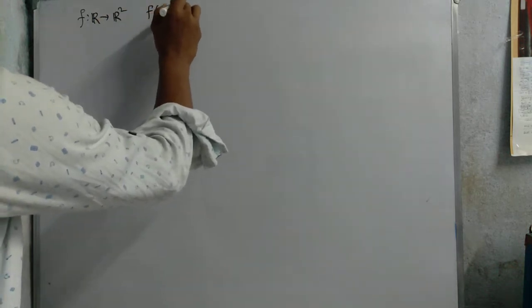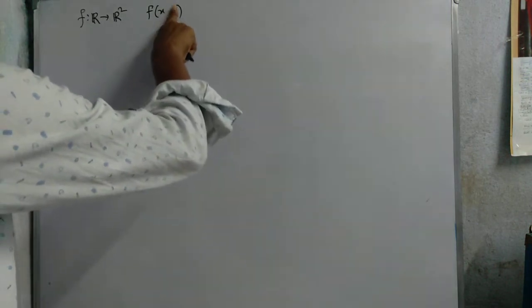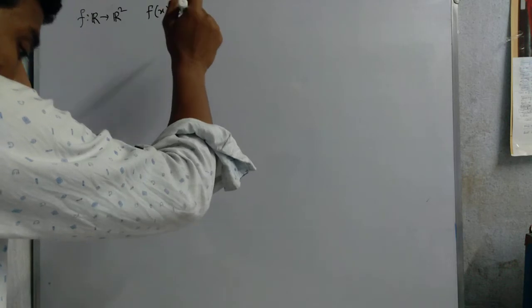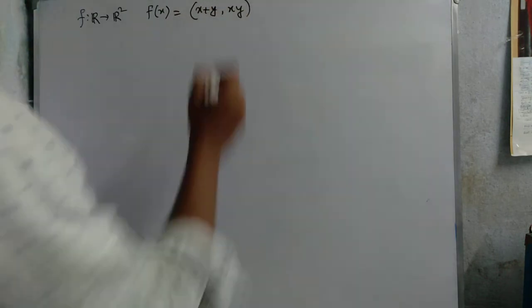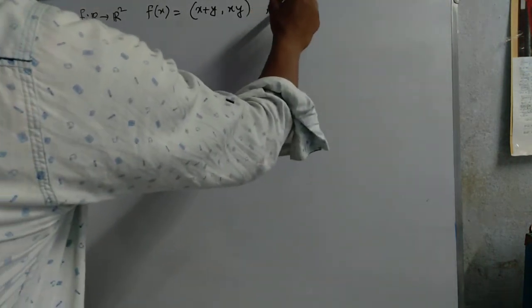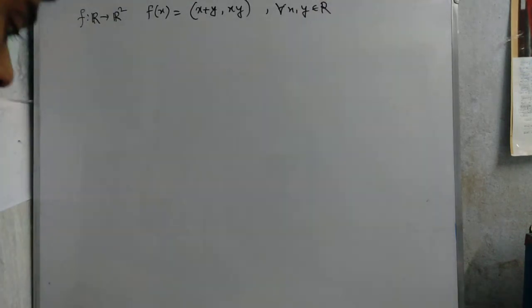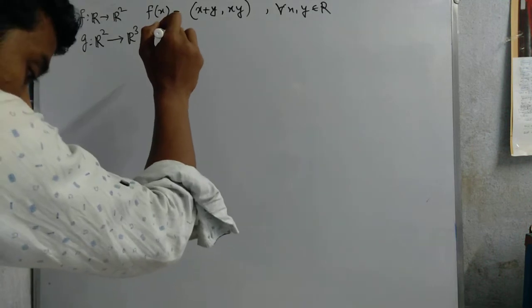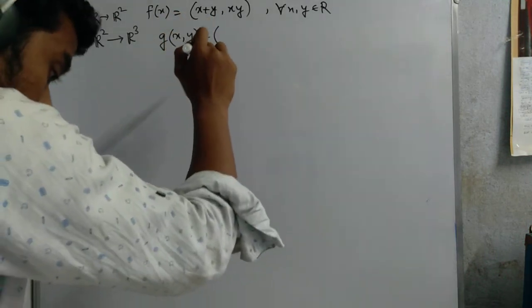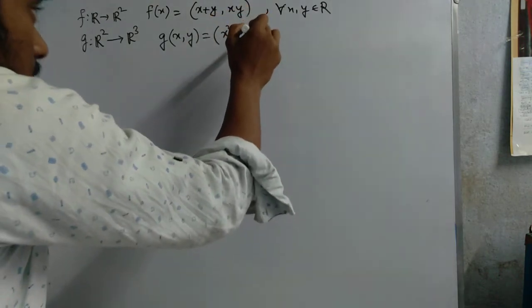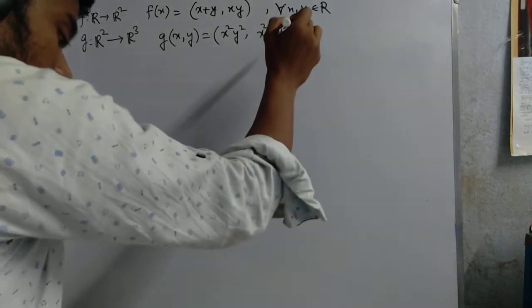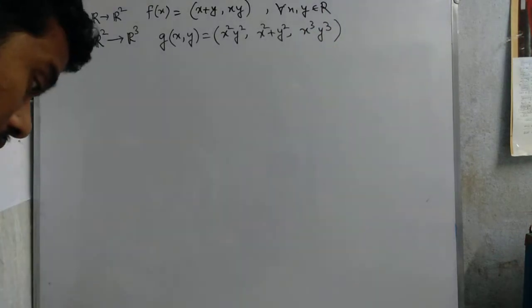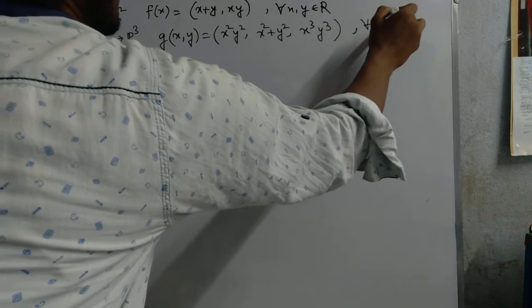Now we write here: if f: R → R², f(x) = (x + y, xy) for x, y belonging to R, then g: R² → R³, g(x,y) = (x²y², x² + y², x³y³), for all (x,y) belonging to R².